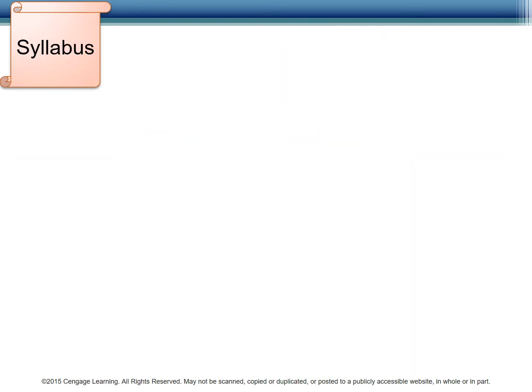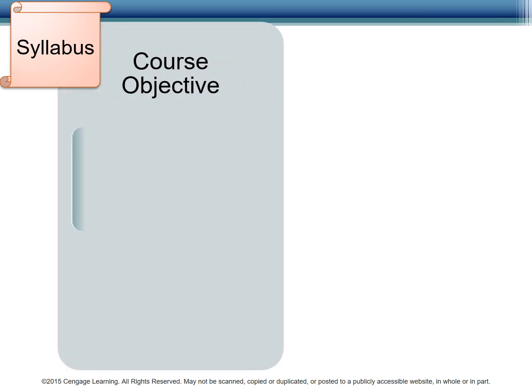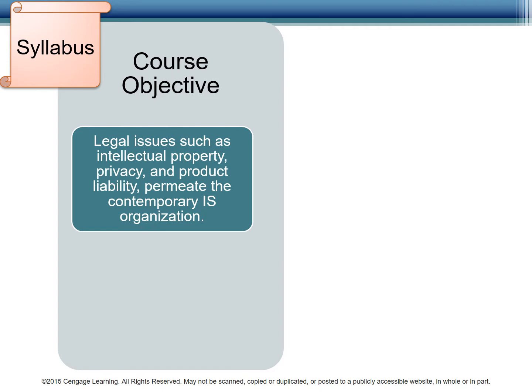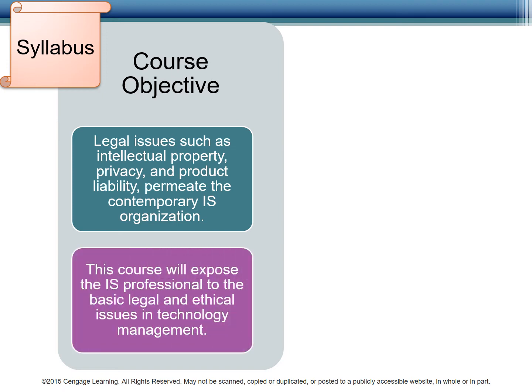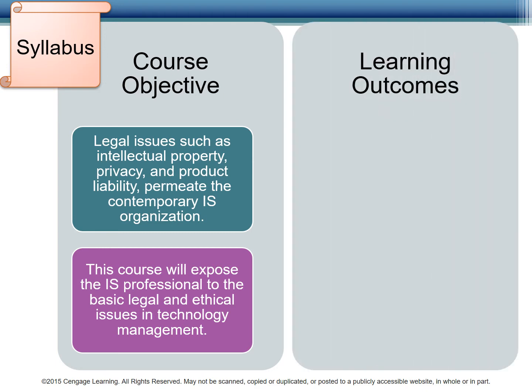Let's look at the course objective and learning outcomes. This course looks at legal issues such as intellectual property, privacy, and product liability. Those issues permeate contemporary IS organizations and remain ahead of laws. As IS professionals, we have to remain vigilant and stay ahead of the curve. In this course, we will look at the basic legal and ethical issues in technology management.